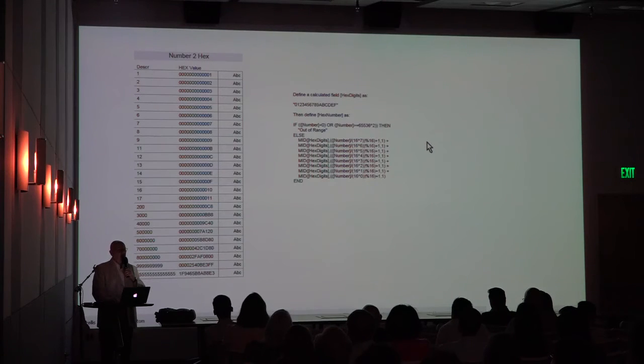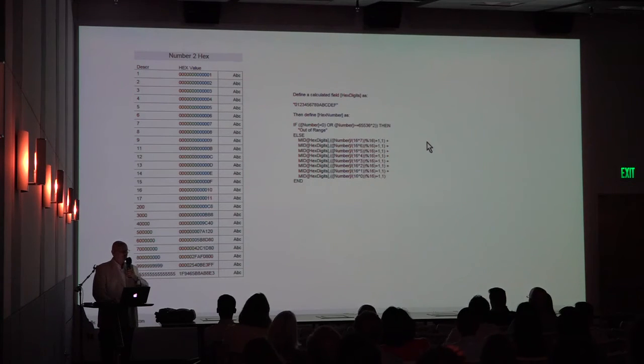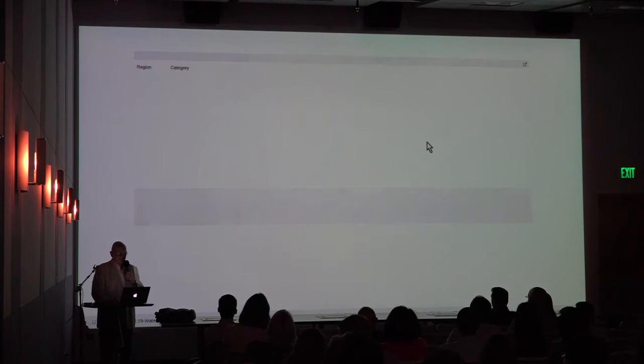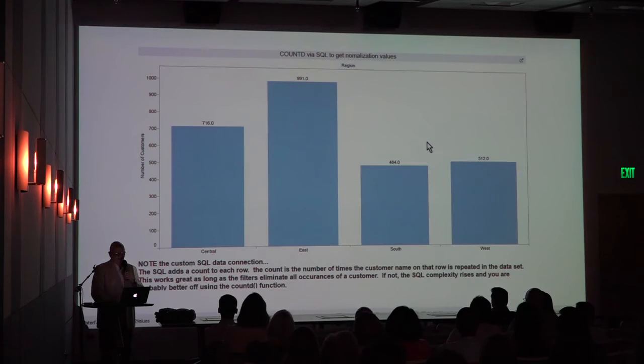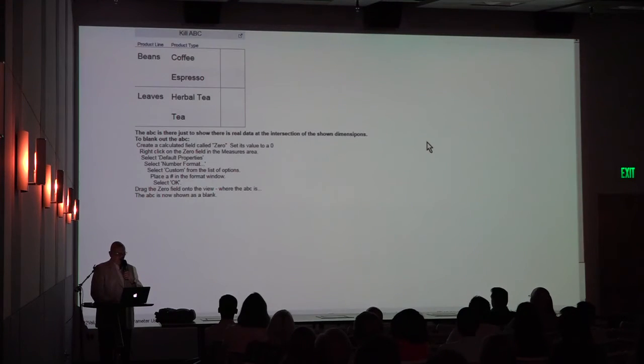Anybody work with mainframes? I'm sorry. This is a calculation in Tableau to convert from number to hex. Some people needed that. And again, there's probably an easier way. This was my way. Some of these are not worth looking at, like this one. This one was fixed when Tableau stopped using the jet engine as the default for flat files.